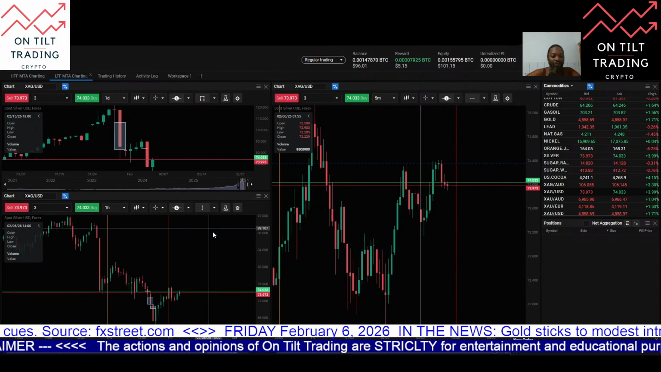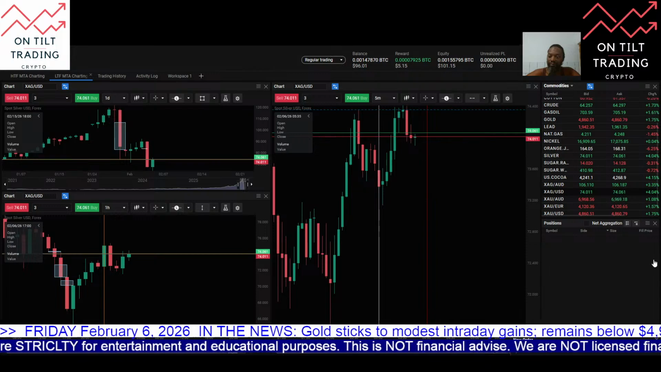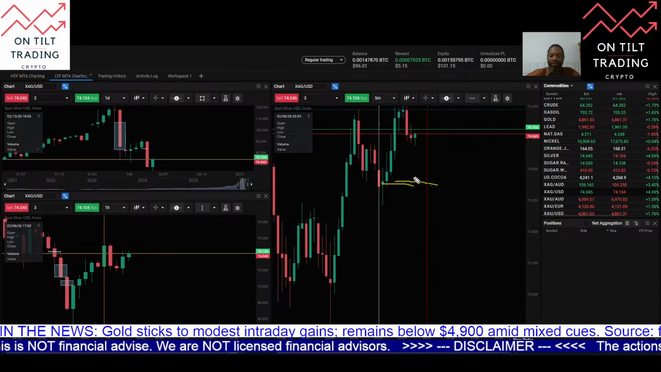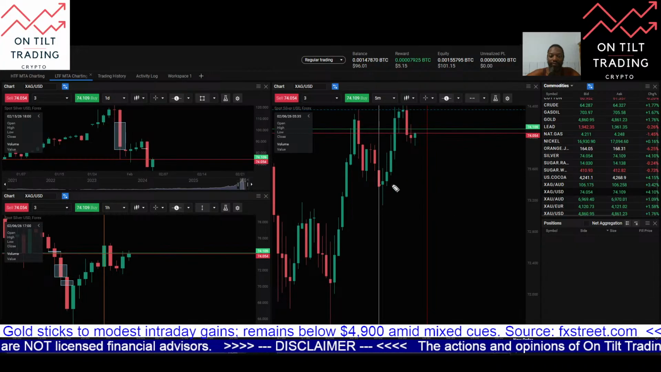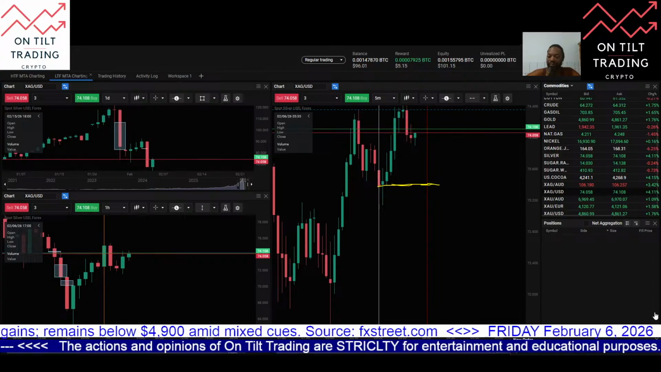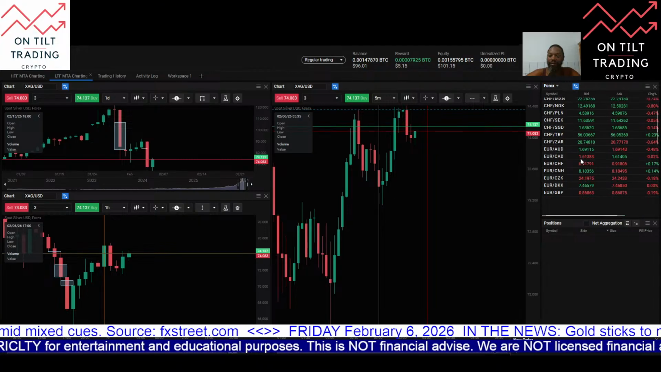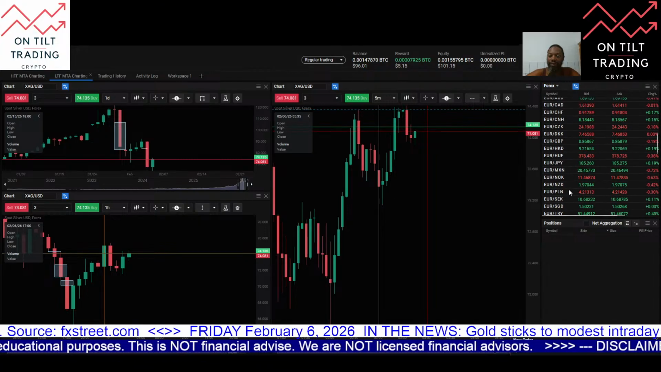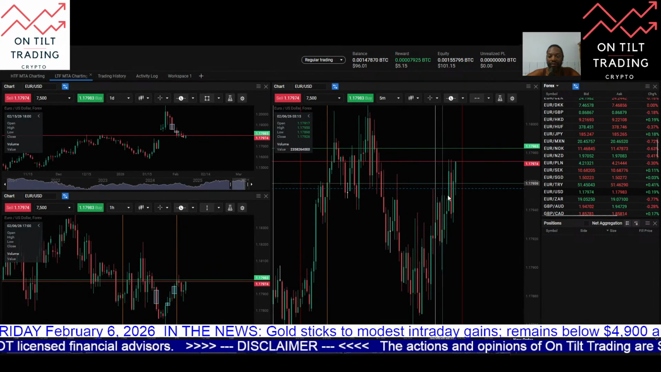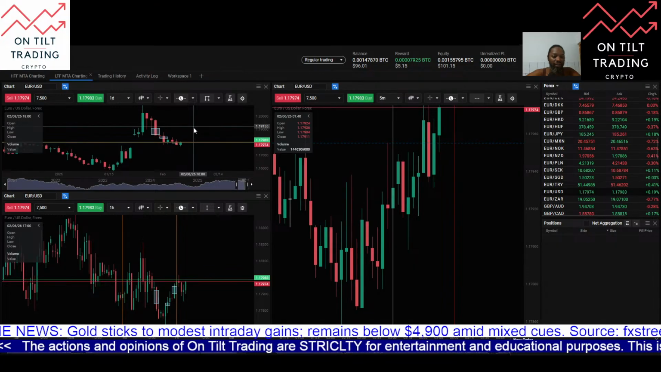Silver seeing a return to the sell side. We still need to see a body candle close below this level here. So not enough time for that to happen, I don't think. So the most likely setup, if at all, would come off of euro dollar. And as we can see, price is heading in the opposite direction.